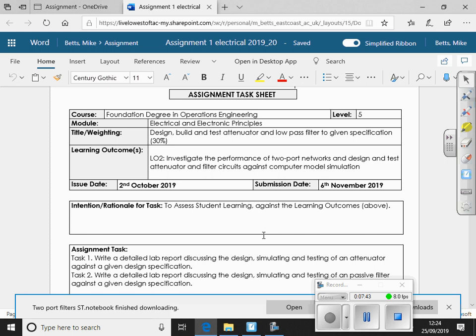The two-part assignment. Task 1 is to write a detailed lab report discussing the design, simulating and testing of an attenuator against a given design specification. And the second task, write a detailed lab report discussing the design, simulating and testing of a passive filter against the design network. Now, this is a lab report.